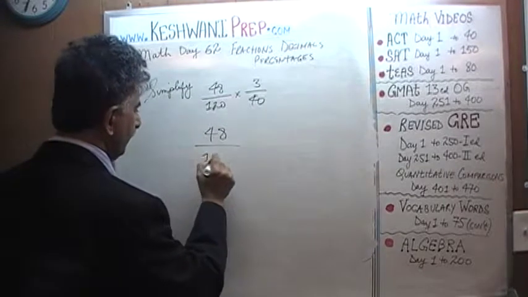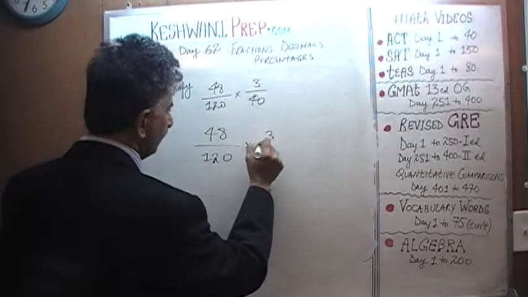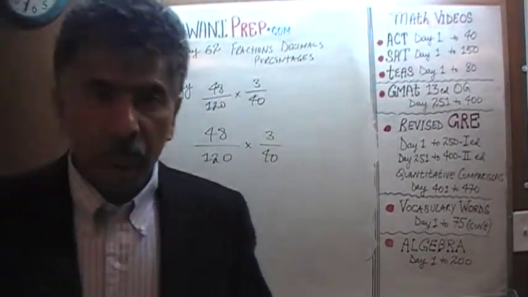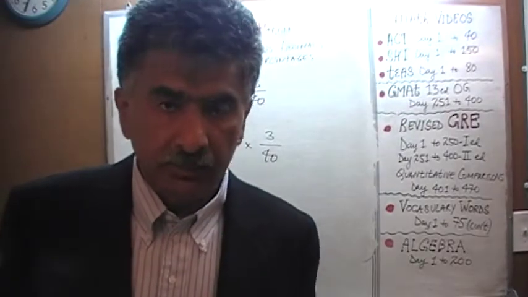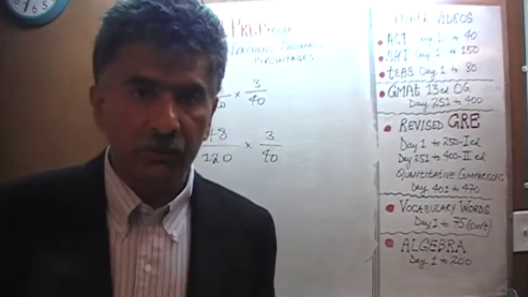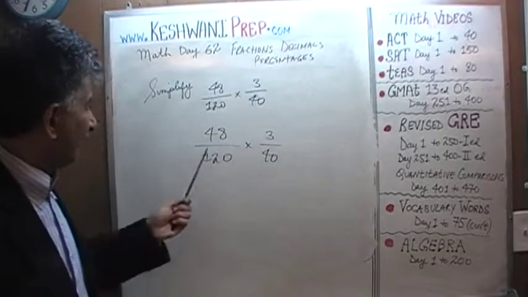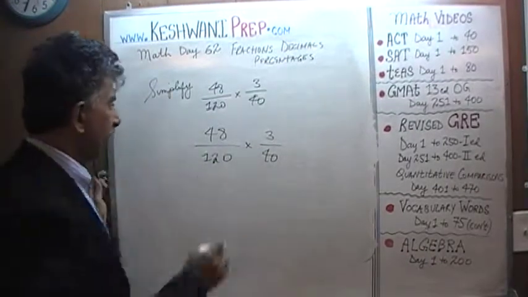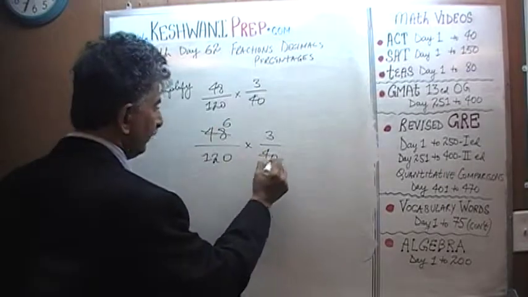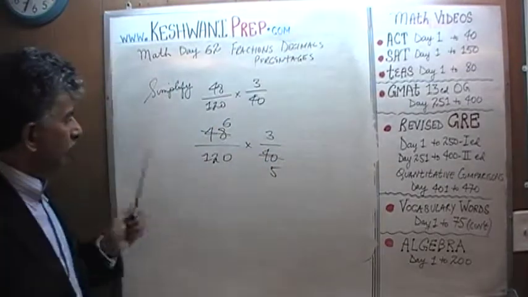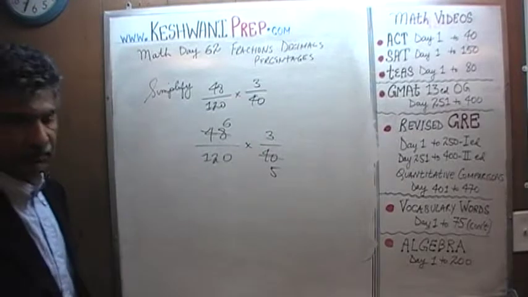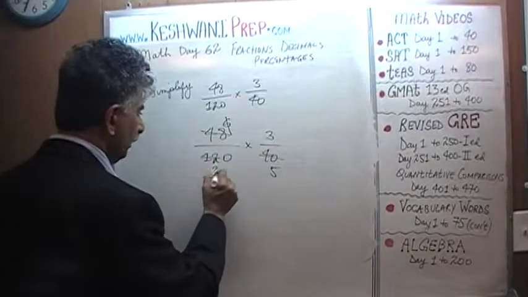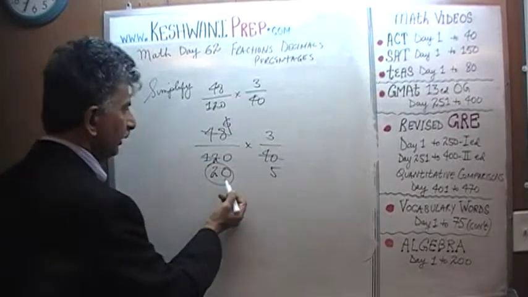48 over 120 times 3 over 40. There is no right way or wrong way of going about it. There are many different ways of going about it. Whatever clicks in your mind. I see 48, I see 40. They are both multiples of 8. Let's divide top and bottom by 8. 48 has 6 eights and 40 has 5 eights. That's out of the way. Oh, there you go. I see a 12 and I see a 6. Let's divide top and bottom by 6. That will take care of this 6, and 12 will become 2, and 20 has no 6, so it becomes 20. That's it.